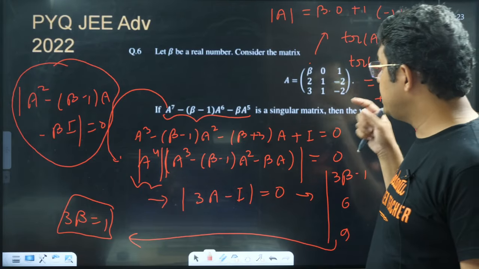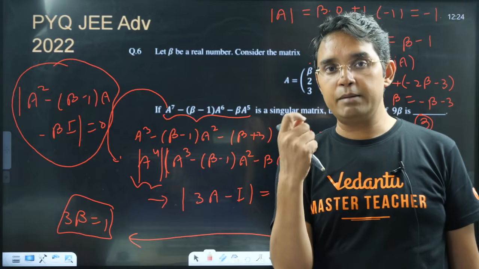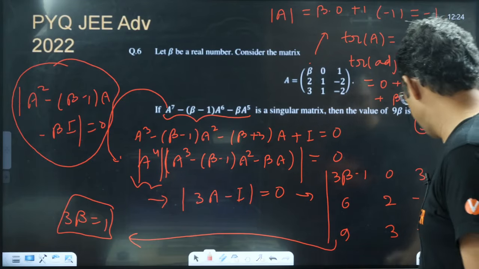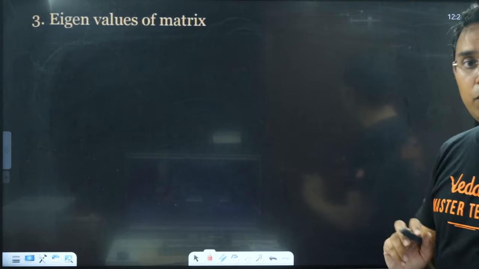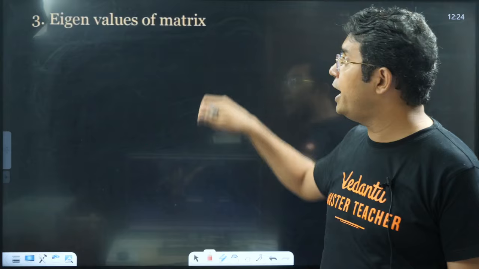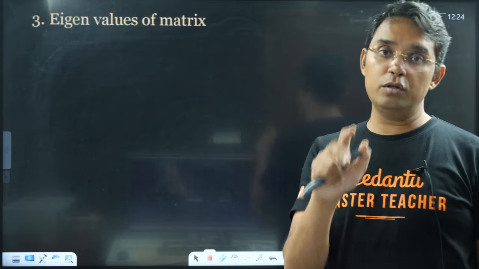So that's why I'm saying whenever you see this kind of expression, the first thing that should come in our mind is Cayley-Hamilton theorem, characteristic equation. Now I have done I think some 4 or 5 previous year questions. Now coming to eigenvalue, this is also important. I have seen few questions in JEE Advanced, mains also I have seen it.